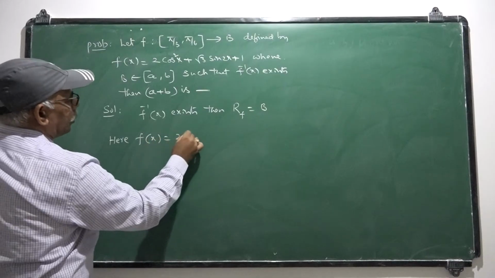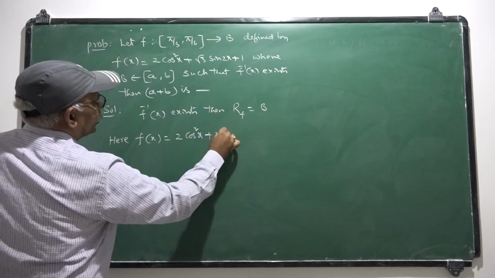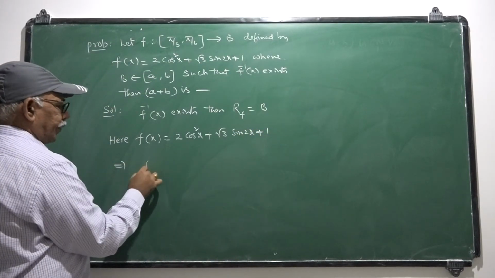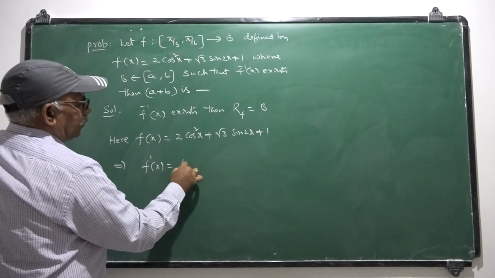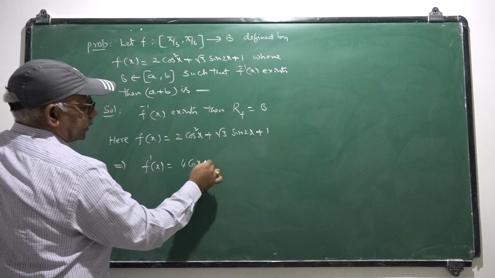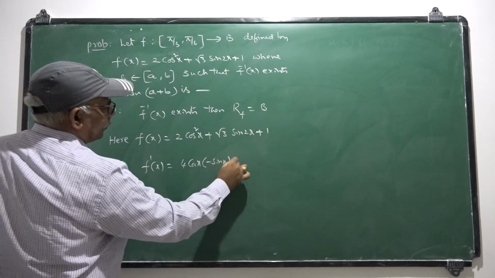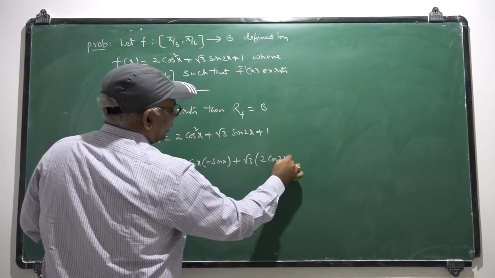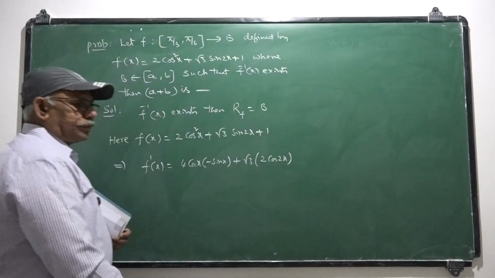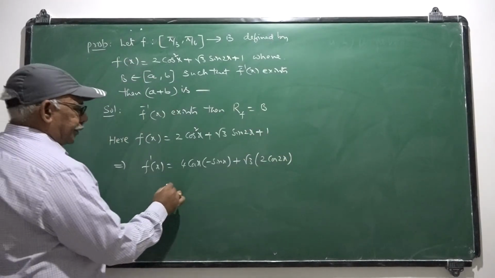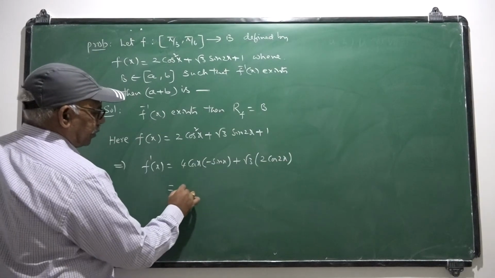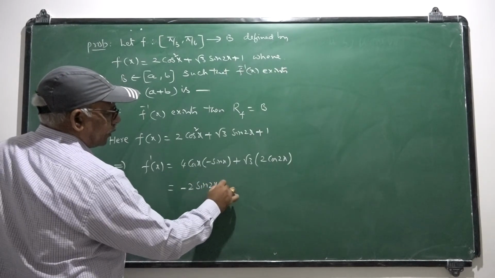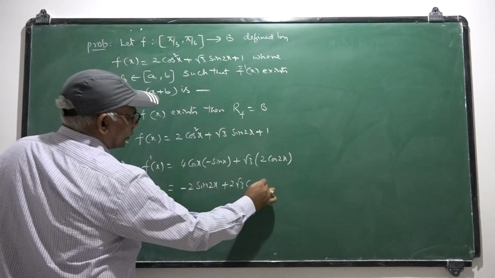To get the range, here f of x is given as 2 cos square x plus root 3 sin 2x plus 1. That implies f dash x is 4 cos x, derivative of cos x is minus sin x, plus this is root 3 into 2 cos 2x, derivative of 1 is 0, which gives us minus 2 sin 2x plus 2 root 3 cos 2x.